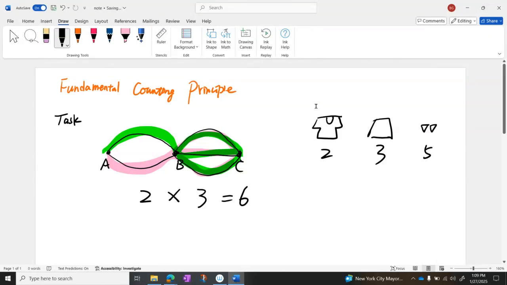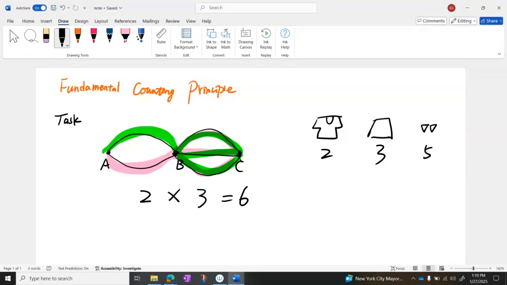Then how many different ways can you dress yourself up? We do not consider makeup or jewelry. Your task is only to pick a top from the 2 tops you have, and then a bottom from the 3 bottoms you have, and pick 1 pair of heels from the 5 pairs you have. How many different ways can you dress yourself for the party? What do you think?